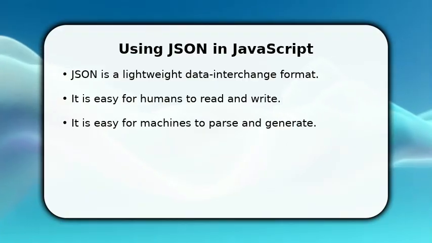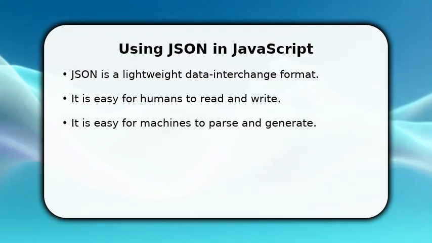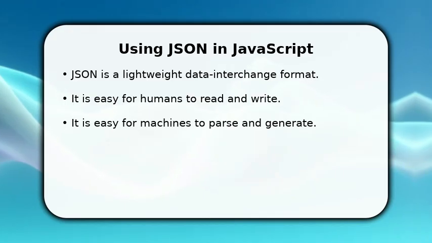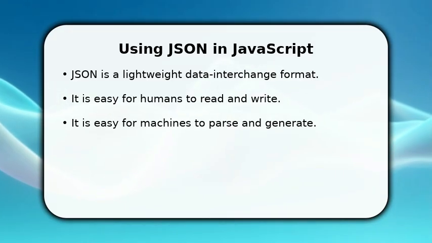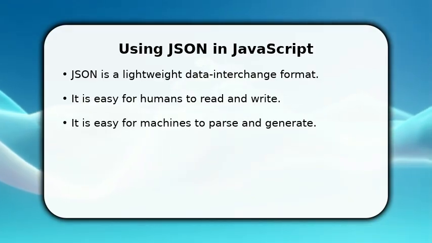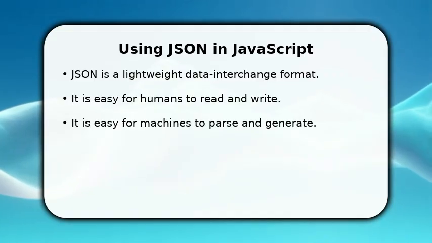In this video, I will explain how to use a JSON file in JavaScript. First, understand that JSON, or JavaScript Object Notation, is a text-based data format that is both human-readable and machine-parsable. It's widely used for transmitting data between a server and web application.